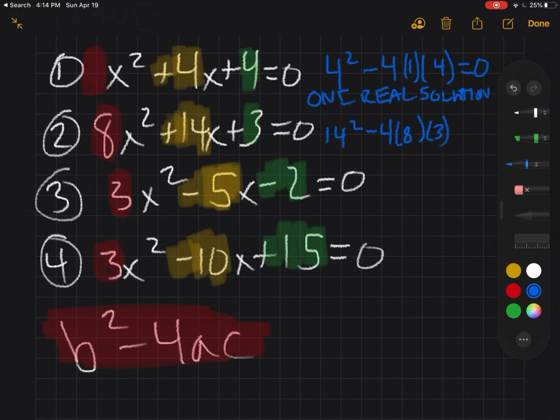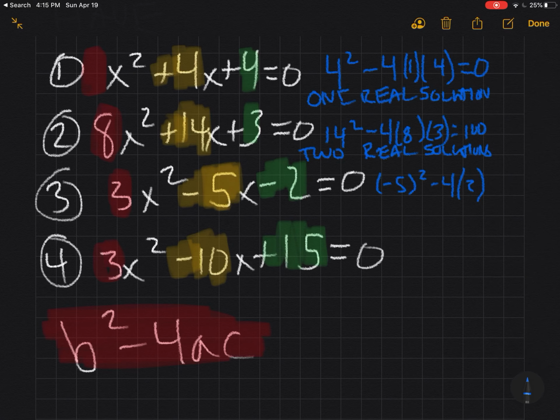For the second one, we would have 14 squared minus 4 times 8 times 3. I'll give you a second to work that out. And so this is going to be equal to 100. So we would have 2 real solutions.